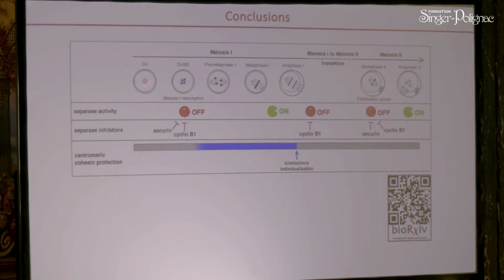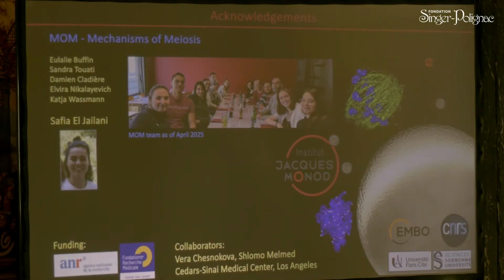And data I haven't shown are that we found that the main inhibitors of separase in meiosis 1 up to the metaphase to anaphase transition are securin and cyclin B1, as well as in meiosis 2 up to the metaphase to anaphase transition. However, between meiosis 1 and meiosis 2, it seems that the main inhibitor of separase is cyclin B1 and not securin. If you're interested to learn more about it, this paper has been deposited on bioRxiv.